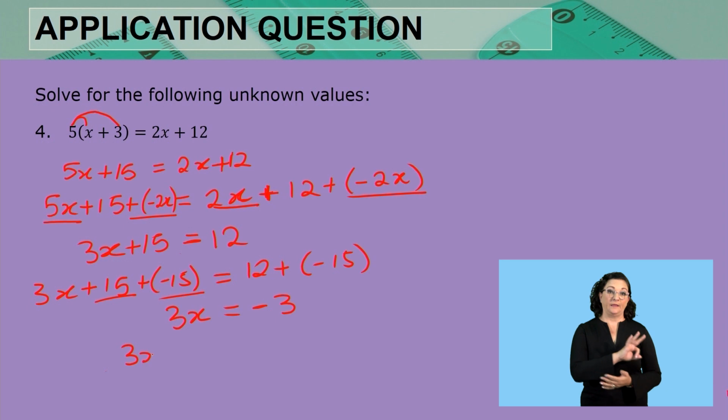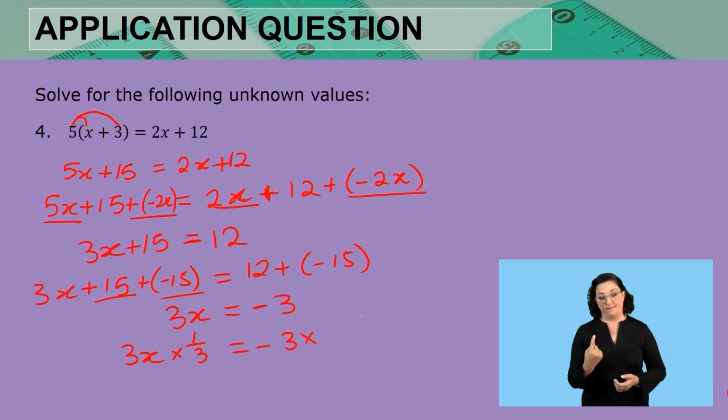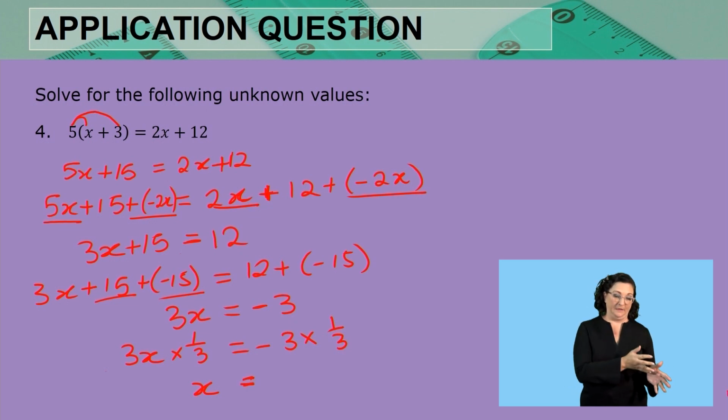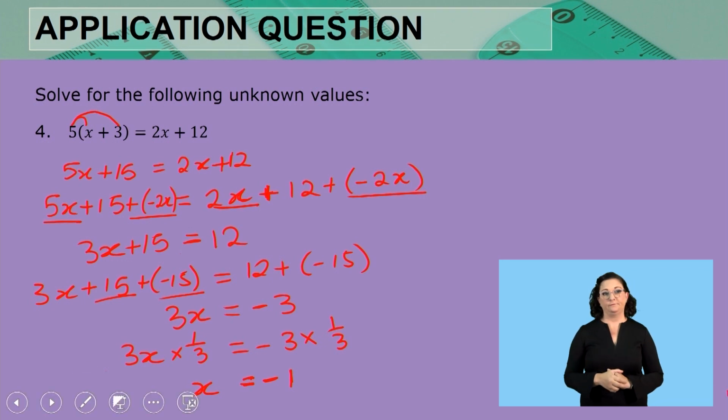Then when we have 3x, we are going to multiply it with 1/3, which is the multiplicative inverse. And what I do on one side, I must do on the other side of the equation as well. Then 3x multiplied by 1/3 is x as our answer. And on the other side, we have a negative 3 multiplied by 1/3. That gives us an answer of negative 1. So that means that our final answer is x is equal to negative 1.